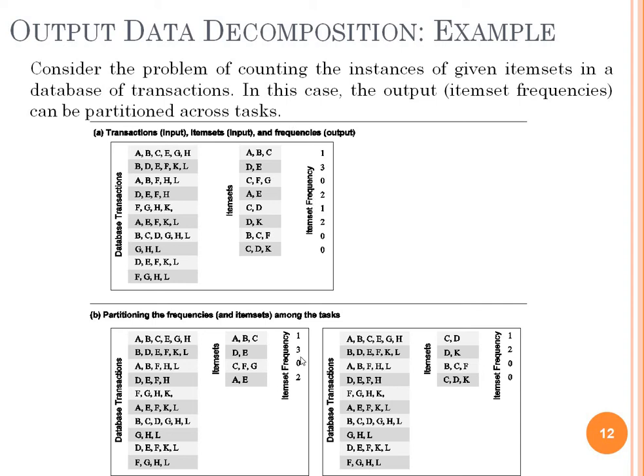The B figure indicates partitioning the frequency and item sets among the tasks. Now see here, 10 transaction sets are there, as well as 10 item sets and their frequencies.